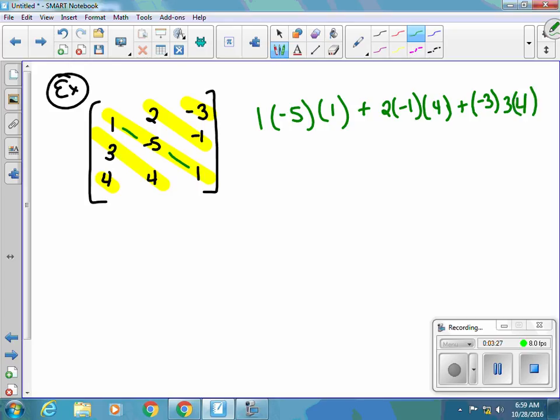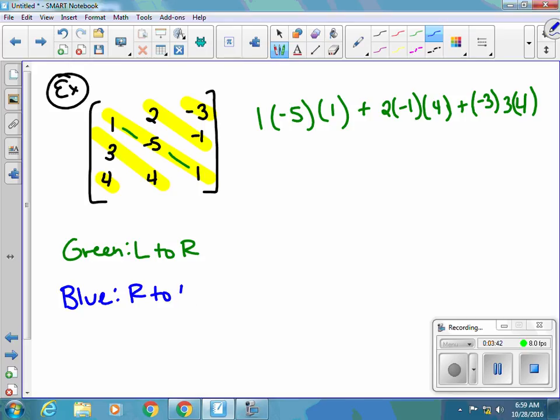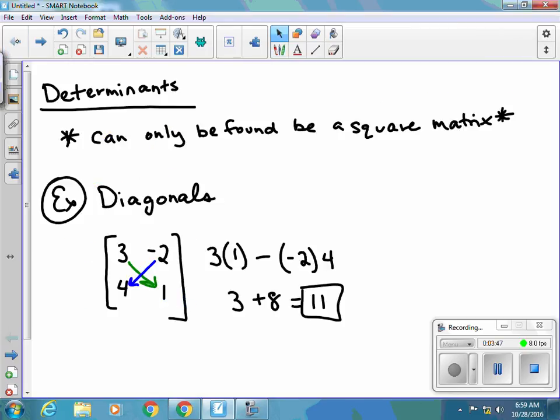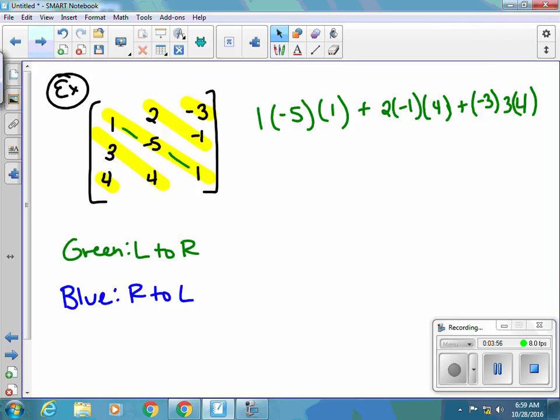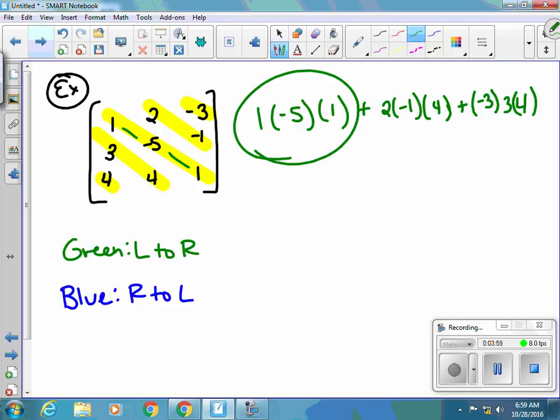So that is my left to right diagonals. So now I need to go ahead and do the right to left diagonals. These are going to be denoted in blue. And notice, because it's a 3 by 3, I should have 3 numbers. When I was looking at the 2 by 2, I had 2 numbers that I was multiplying, because it's a 2 by 2 matrix. So when I'm looking at this, I've got 3 numbers I'm multiplying because it's a 3 by 3 matrix in order to get my full diagonal.